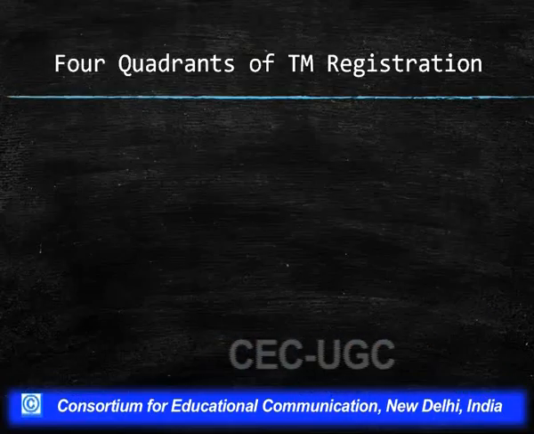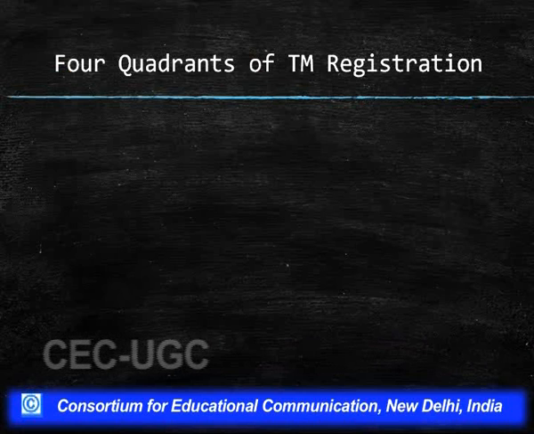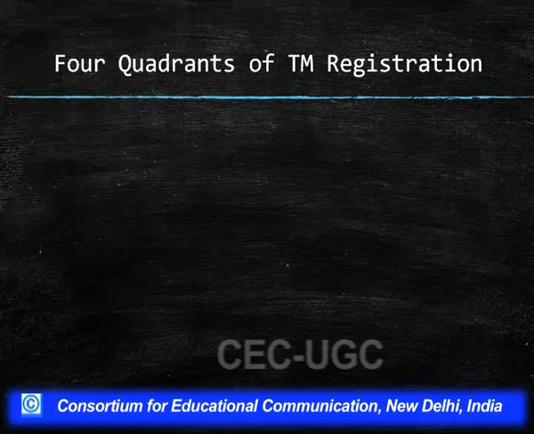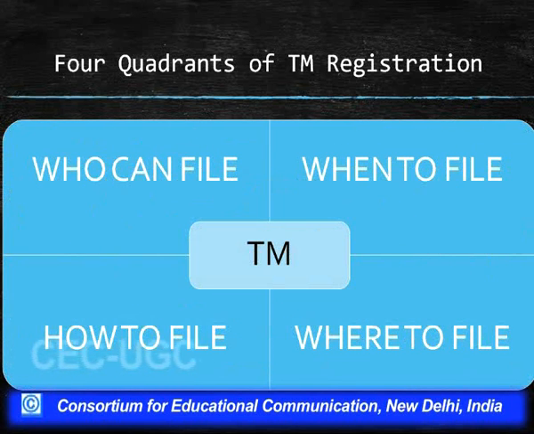Well friends, after that, let us jump straight away to the 4 quadrants of trademark registration. These 4 quadrants of the trademark registration are covering every aspect which is to be seen by all the learners to understand the trademark registration process, especially the procedural part of the trademark registration. Well, let us see what these 4 quadrants are. Whenever there comes a question of trademark registration, there are 4 things to be understood.